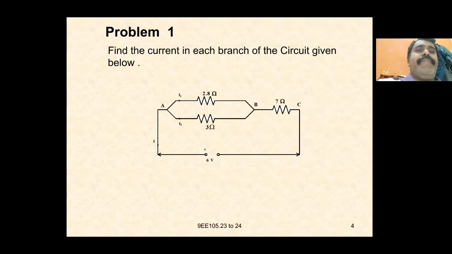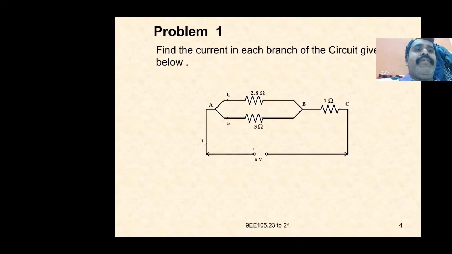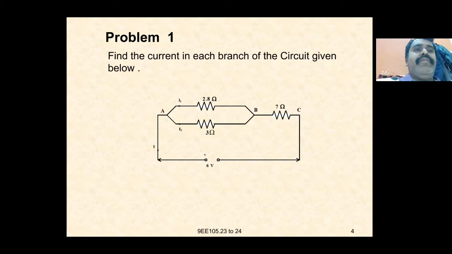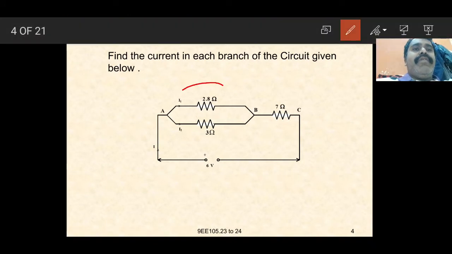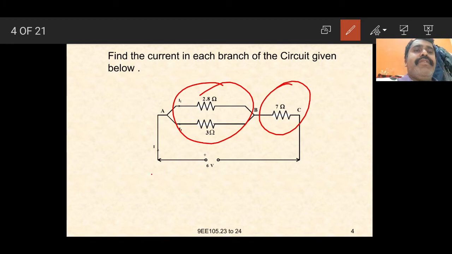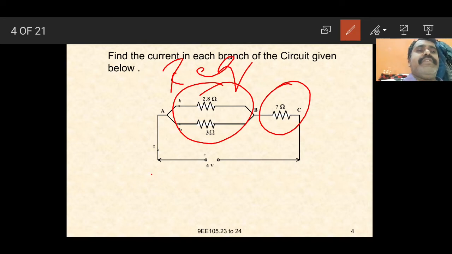Here, the two resistors 2.8 and 3 ohms are connected in parallel. First we have to find the combined resistance, that is the equivalent resistance R. This equivalent resistance comes in series with the 7 ohm resistor. So R equivalent is equal to 2.8 into 3 by 2.8 plus 3, since the two resistors are connected in parallel. The parallel combination comes in series with the 7 ohm resistance.